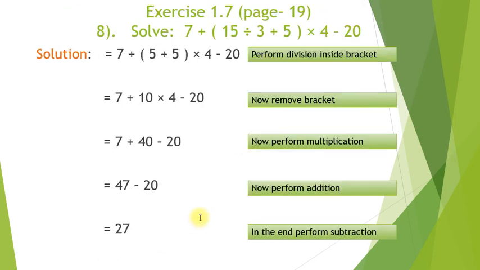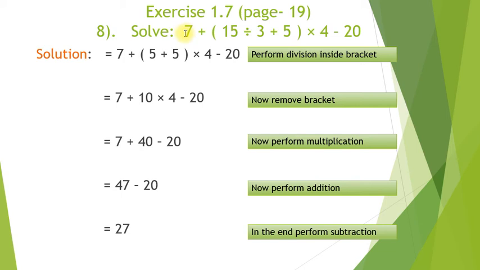Exercise number 1.7, page number 19. This is question number 8. Solve 7 plus bracket 15 divided by 3 plus 5 bracket close multiply 4 minus 20. Here we have bracket. Now we have to solve this sum by using the BODMAS rule.